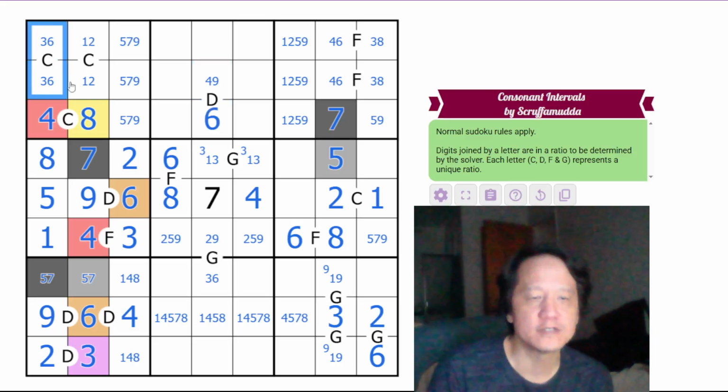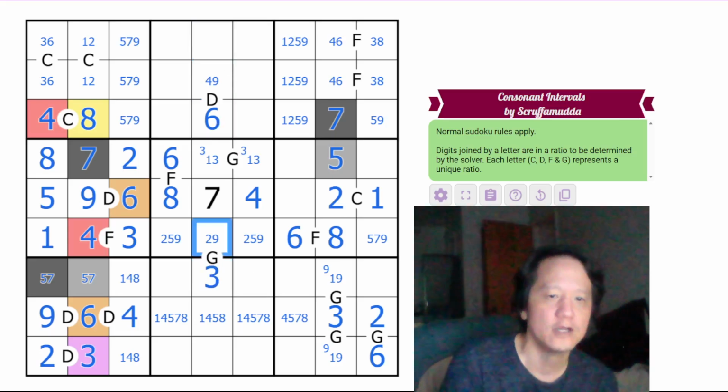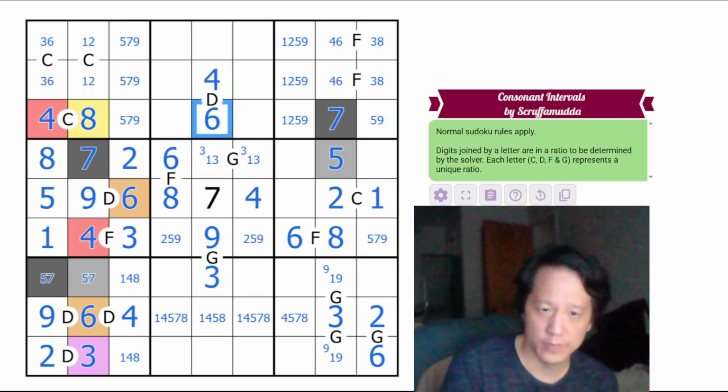Because we have a 6 in rows 1 and 2 in box 1, and 6 in rows 1 and 2 in box 3. So the rest of rows 1 and 2 cannot contain a 6. So this can't be 6. This is 6 with 4 or 9. This can't be 6. Therefore, this is 3. 3 is only in a 1 to 3 ratio with 9 out of 2 or 9. So this is 9. This can't be 9. This is 4.